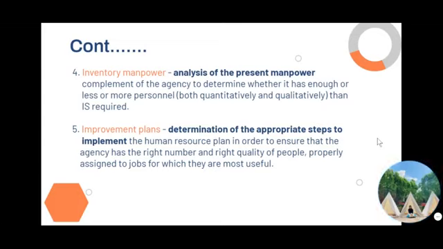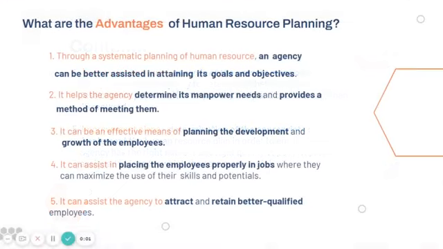The fourth one is inventory manpower. This is the analysis of the present manpower that will complement the agency to determine whether it has enough, less, or more personnel. It could either be quantitative or qualitative. The last one is improvement plans. Determination of the appropriate steps to implement into the human resource plan in order to ensure that the agency has the right number and right quality of people properly assigned to jobs.